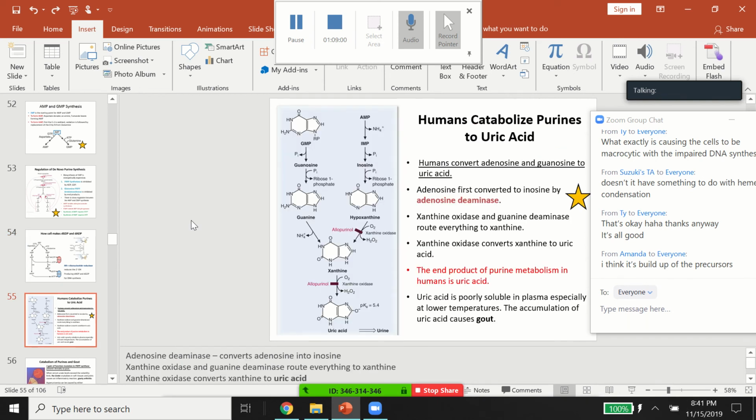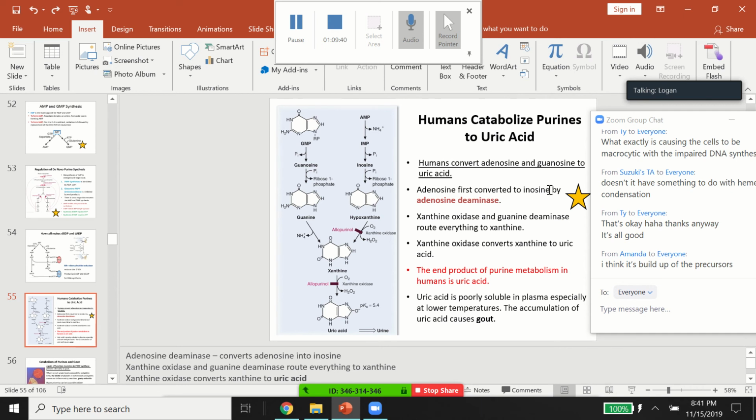All right. Humans catabolize purines to uric acid. So instead of talking about how you make DNA, now you're talking more about what you do once you need to break down these molecules. How do you get rid of your purines, which you've already made? Humans convert adenosine and guanosine to uric acid. That's pretty much the end product until it goes into the urine, which we've already mentioned with Dr. Kick's slides a little bit. So it gives you a good overlay of where that comes from.